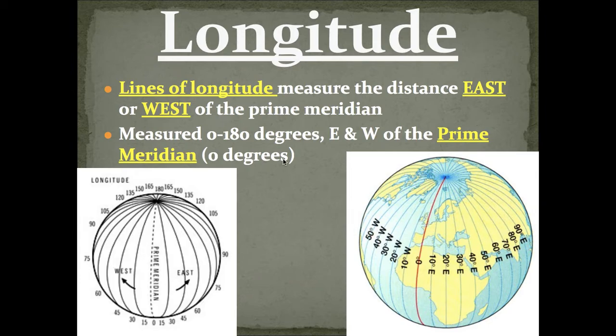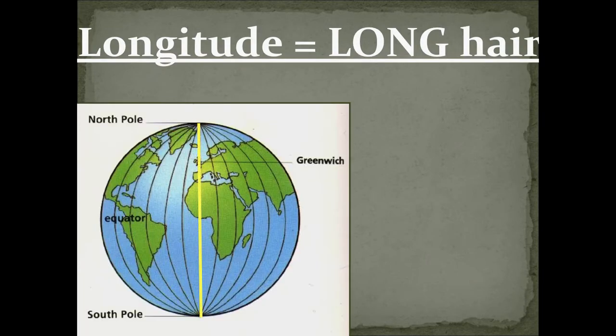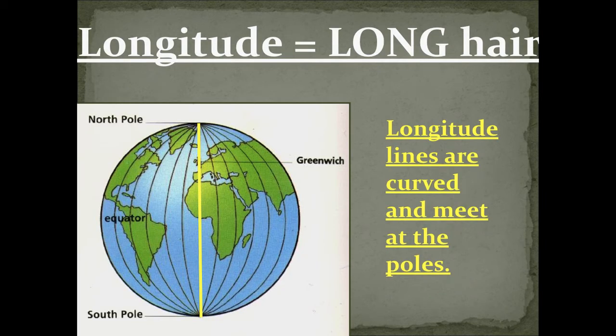All right, it is measured from 0 to 180 degrees. So it would be 180 on the opposite side of the prime meridian each way. 180 times 2 is 360, and that's how many degrees are in a circle because the Earth is a big round thing. That makes sense. Longitude, think of them as the long lines. Again, they meet at the poles.